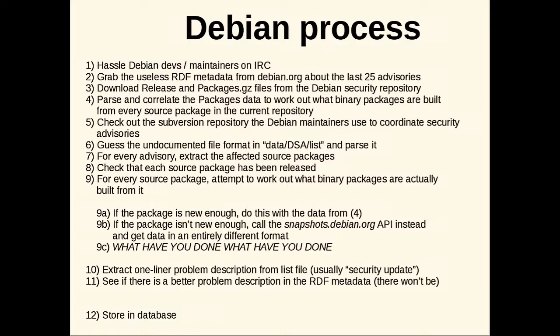And then we call in the subversion repository that Debian's security team uses to coordinate their work, and we parse the file with a custom file parser that lists the advisory metadata. But if the advisory is not in the current version of the package, instead of using the information we gathered back in step 4, we now have to go to a different API that's in a different format entirely. And then we mash all the metadata back into our database.